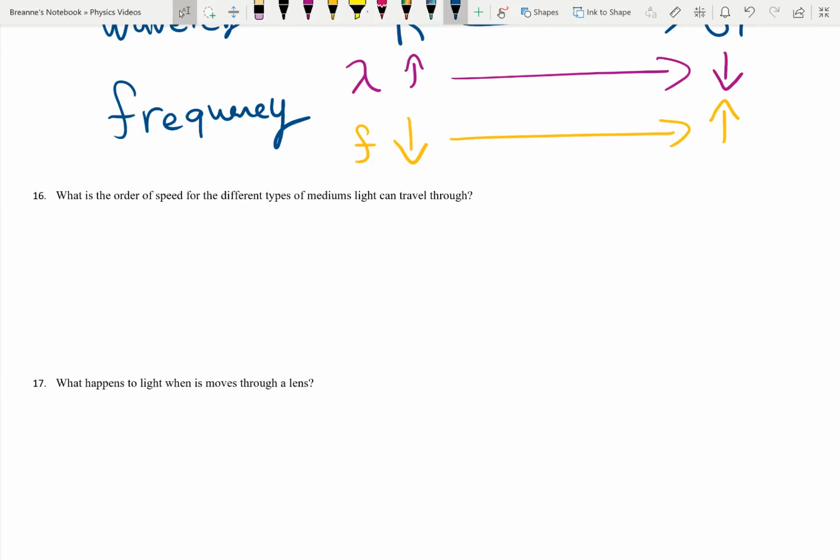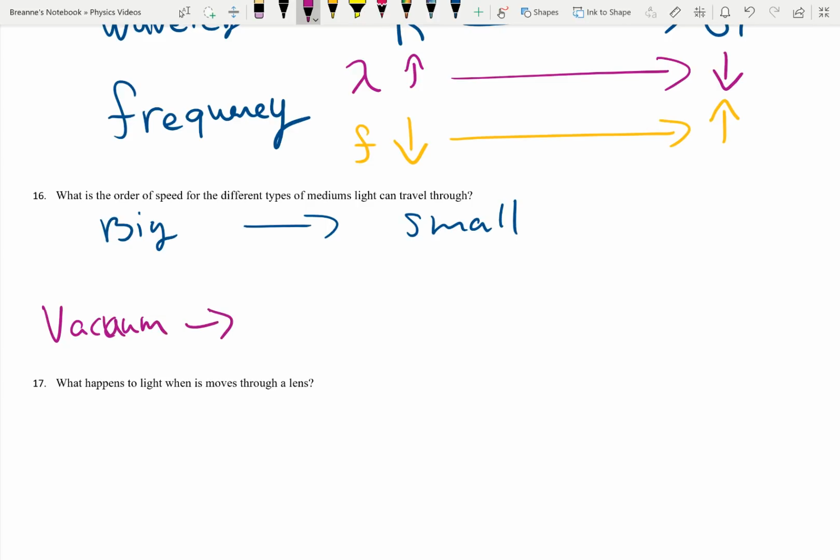So again, if we're going from biggest to smallest, the biggest would be a vacuum. Light can travel through vacuum fastest, then it goes to gas, then liquid, and then solid. So vacuum, gas, liquid, solid.